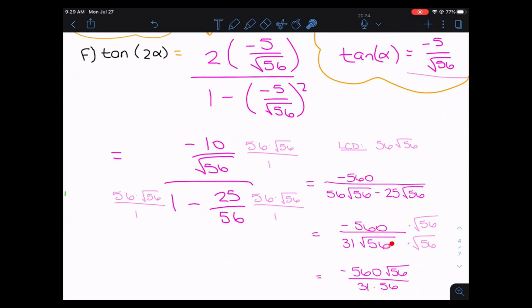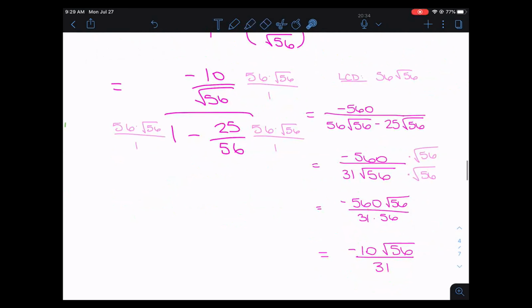And then remember that if you want to rationalize this, you can multiply it by itself. So the square root of 56 multiplied to the numerator and denominator, and then just simplify it out. So this is going to be negative 560 times the square root of 56 all over 31 times 56. And then here, if you notice, you can simplify 56 and 56 in a way that these cancel out each other, but there's still a 0 left. So you just replace that with a 1 and a 0.